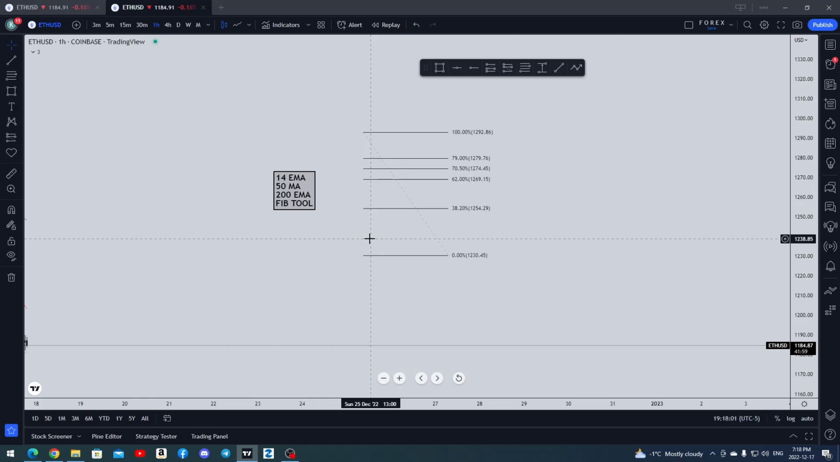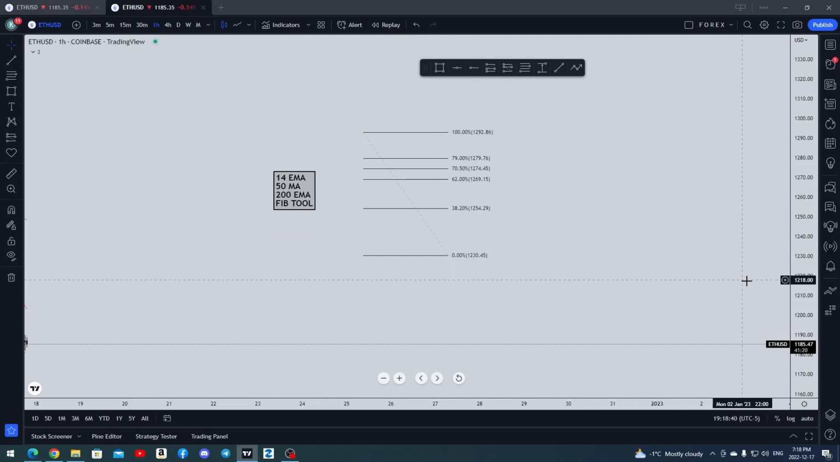The first thing you're going to need is to add a couple of indicators. You're going to need the 14 exponential moving average, the 50 moving average, the 200 exponential moving average, or EMA for short, and your Fibonacci tool. So what you want to do first is probably get your Fibonacci tool. You want to mark these levels down and make sure these are the levels that you have. So it's your 100 and your 0, those are the default levels. Then all you want is your 79% level, 70.5% level, 62%, and your 38.2 level. Those are all you need for your Fibonacci tool. And without further ado, we're going to just head over to the chart and get right into the video.